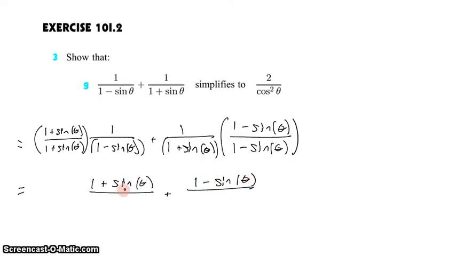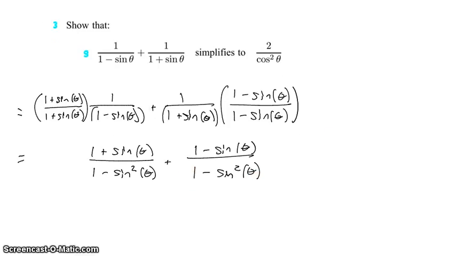But what happens in the denominator? This is where the magic happens. In the denominator, I have 1 plus sine of theta times 1 take sine of theta. That's difference of squares. That's 1 squared take sine squared. And it's the same thing on the other side. 1 plus sine of theta times 1 take sine of theta. Difference of squares, 1 squared take sine squared. You notice that 1 squared is the same thing as 1.